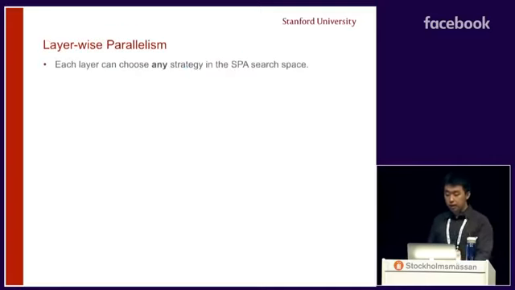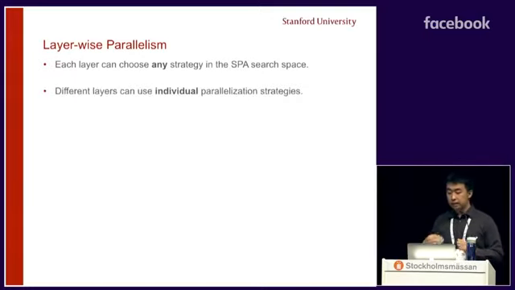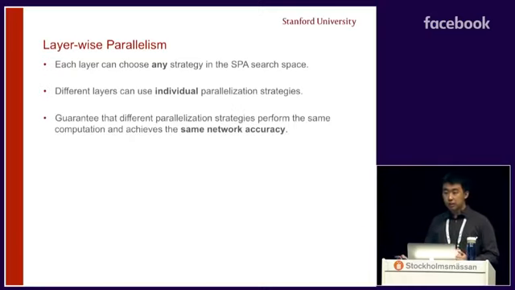So we define layer-wise parallelism, which allows each layer to use any strategy in the sparse search space, and different layers can use individual parallelization strategies. Layer-wise parallelism guarantees that different parallelization strategies will perform the exact same computation and achieve the same network accuracy. So you don't have to worry about maintaining the network accuracy. You only have to optimize your runtime performance.